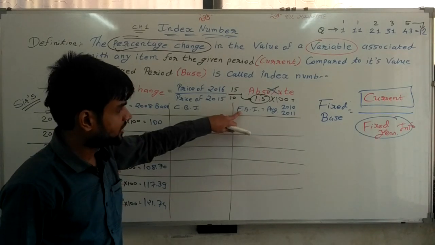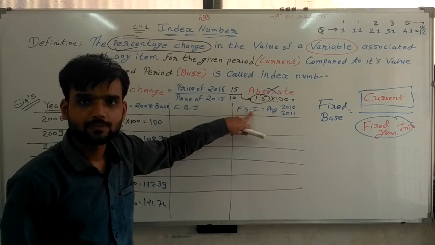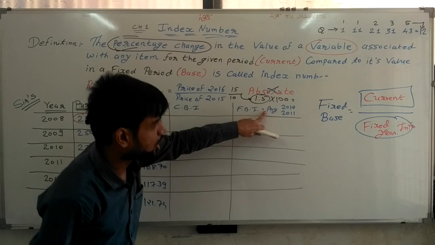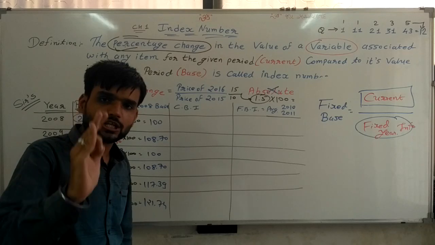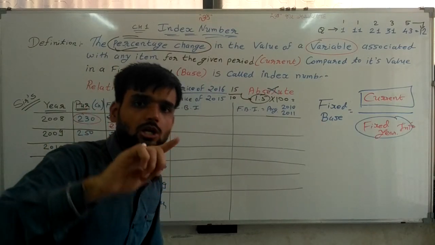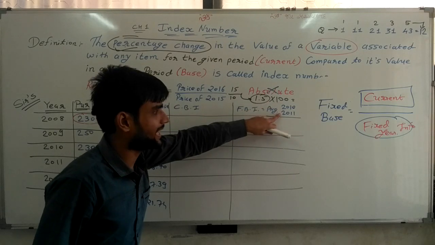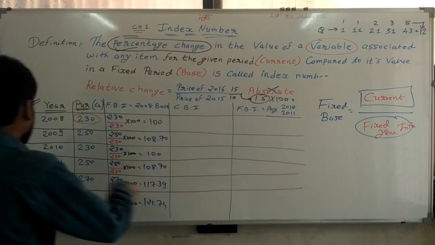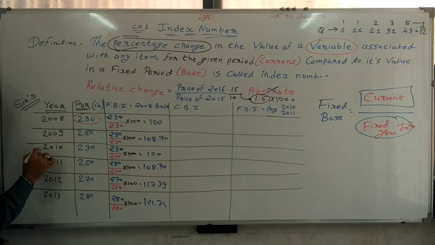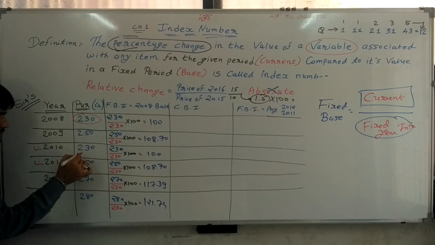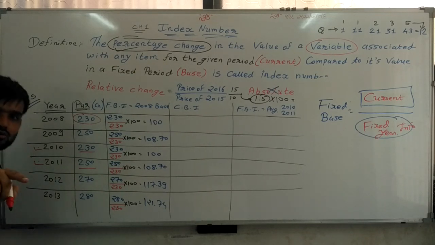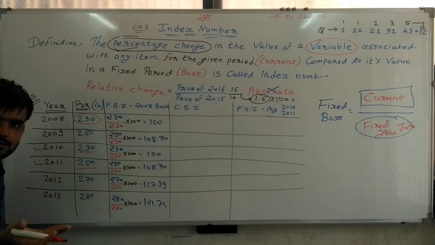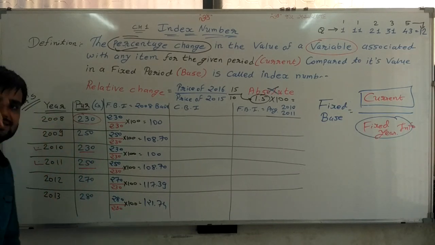Now here also fixed base index number we need to find. But what is the base? Average of 2010 and 2011 as the base. If information given, find fixed base index number by taking average of 2010 and 2011 as the base. So sir, here 2010 information means this, 2011 information means this. 2010 plus 2011 divided by 2 is the base, because the average of these two is taken as base.